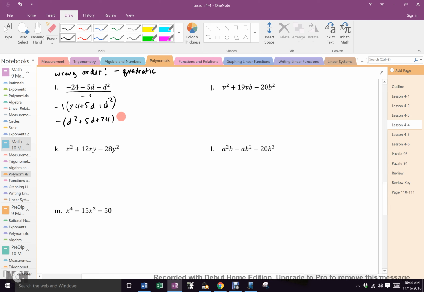If it's going to factor, I got to multiply to what? 24 and add to what? 5. Can I do it? No. 1 and 24, no chance. 2 and 12, no chance. 3 and 8, 3 and 8 will make 5, but one of them would have to be what? Any negatives allowed there? No.